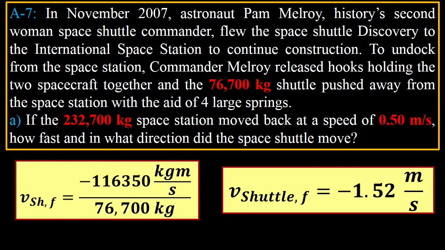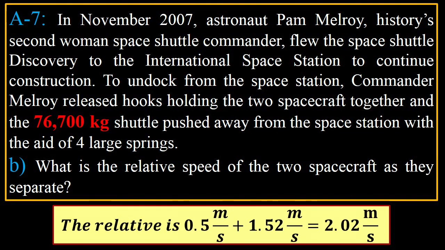B says, what is the relative speed of the two spacecraft as they separate? Well, the space station is going 0.5 meters per second in one direction, and the space shuttle is going 1.52 meters per second in the opposite direction. What is the relative velocity? Well, you're not going to say one's negative, one's positive, so you're going to join the two, and it'll be a little over 1.